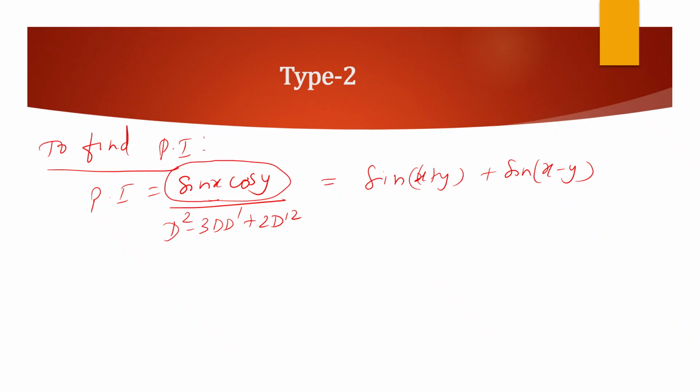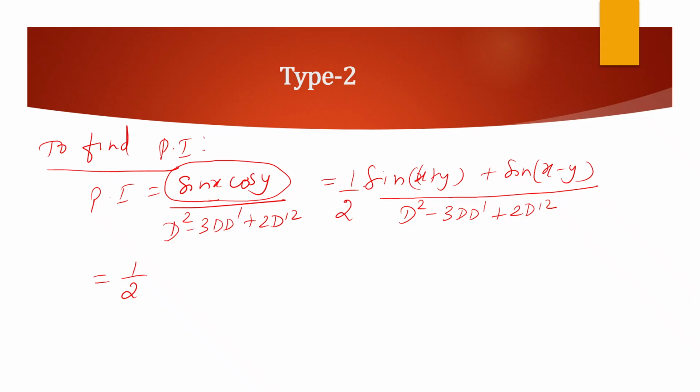So sin A cos B can be written as sin of A plus B plus sin of A minus B by 2, which gives sin x cos y. I am taking that by 2 as 1 by 2 in product, and in the denominator we have the function d square minus 3d d dash plus 2d dash square. So now we can separate the terms. We have two terms, so we'll separate them.